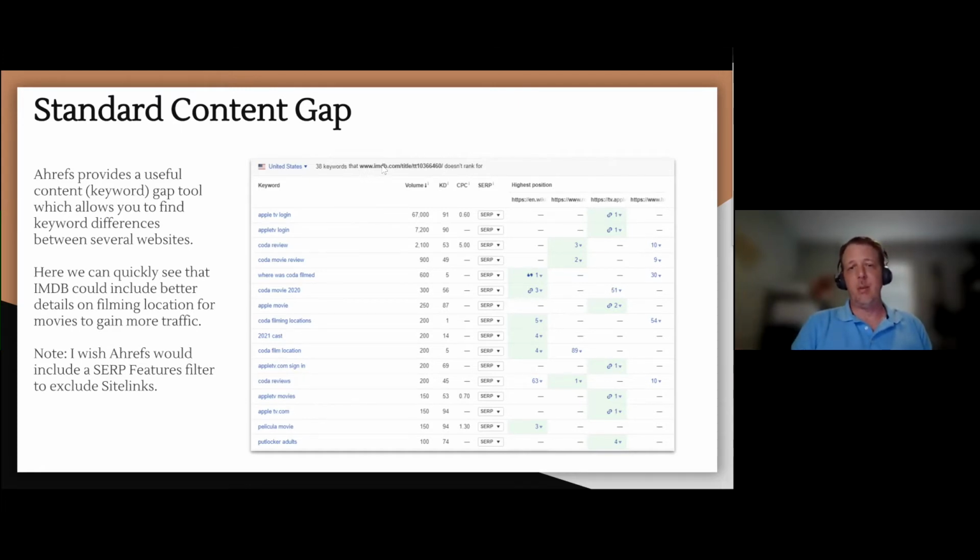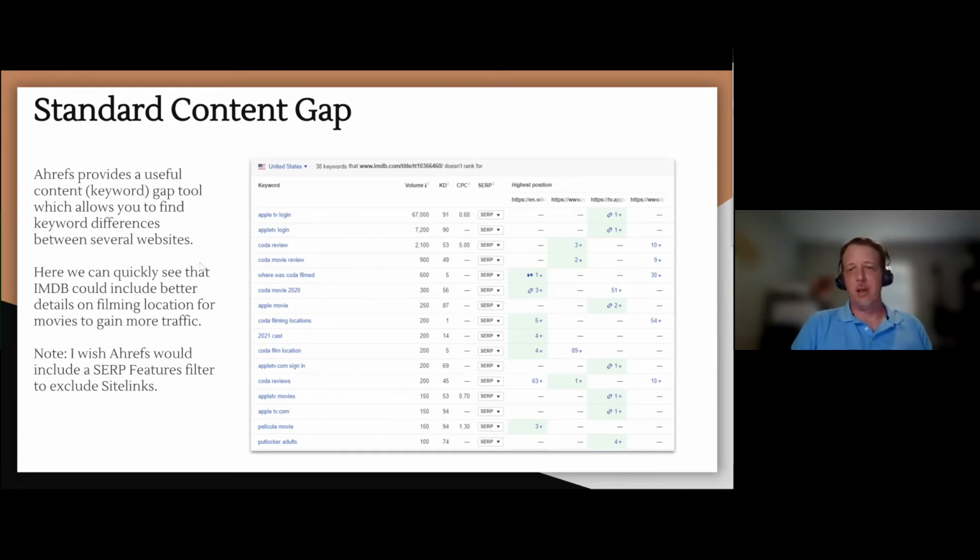In this case, I've done it at a page level between IMDb, Wikipedia, Apple TV, and you do see some interesting ones here, like where was Coda filmed, right? Film location could be something that IMDb adds as an intent to all of their movies. I mean, that one thing could be a large net win for IMDb just with that one additional feature added to their pages.